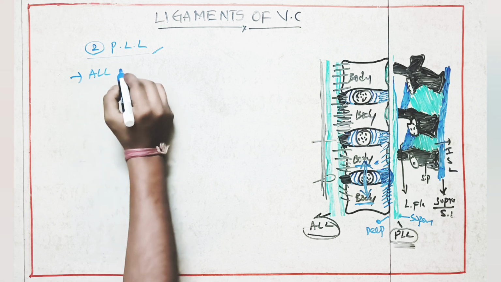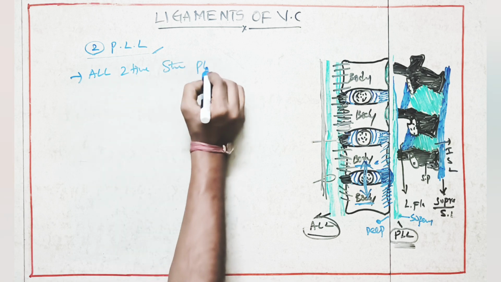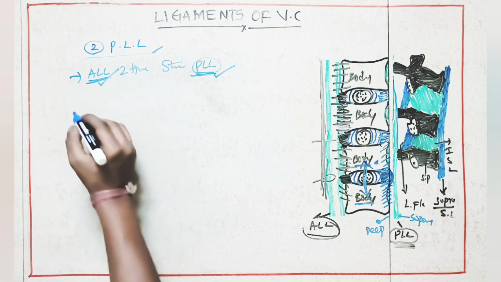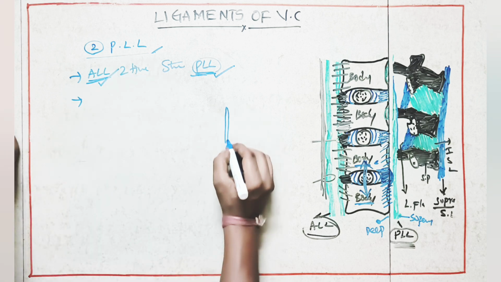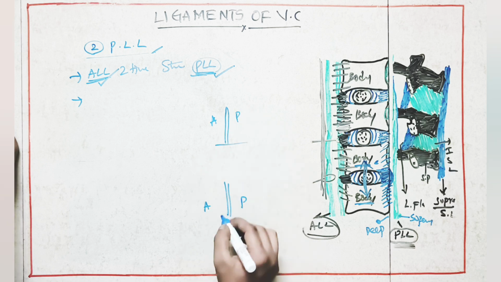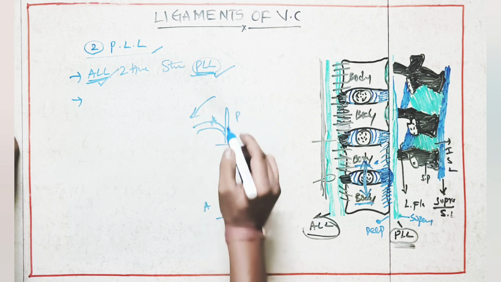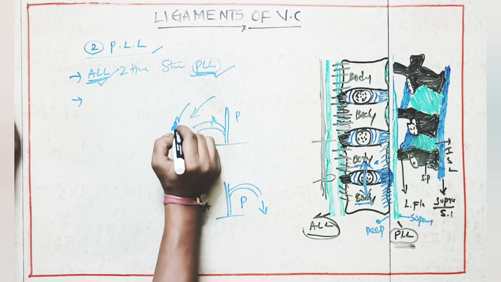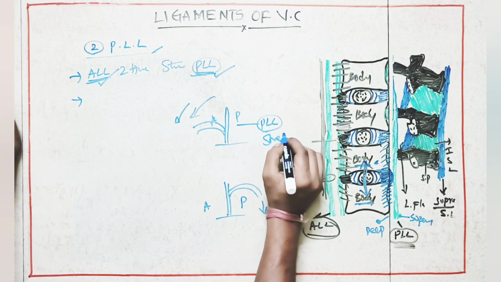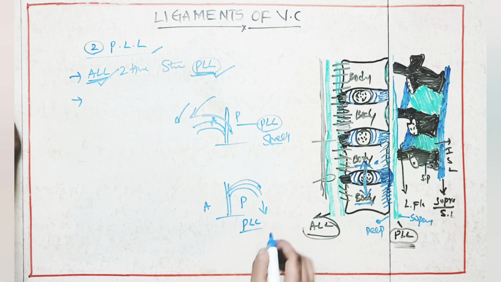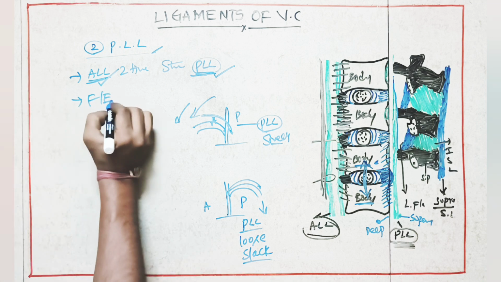Okay, next point. The anterior longitudinal ligament is two times stronger than the posterior longitudinal ligament, so the posterior longitudinal ligament is weak compared to the anterior. Second point: here is one vertebral column, this is anterior and this is posterior. If a person does flexion, the posterior longitudinal ligament will stretch. If the person does extension, the posterior longitudinal ligament will be loose, like slack. So this is the next point, flexion and extension of the spine.